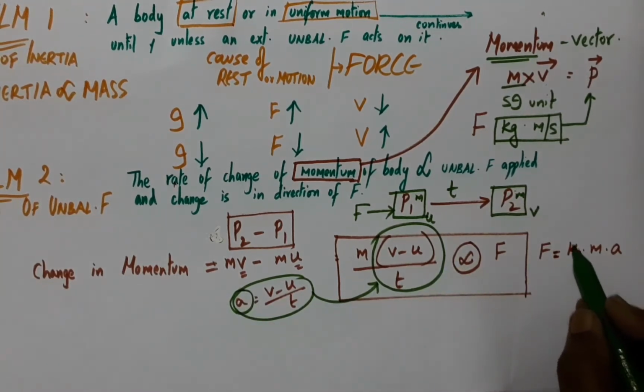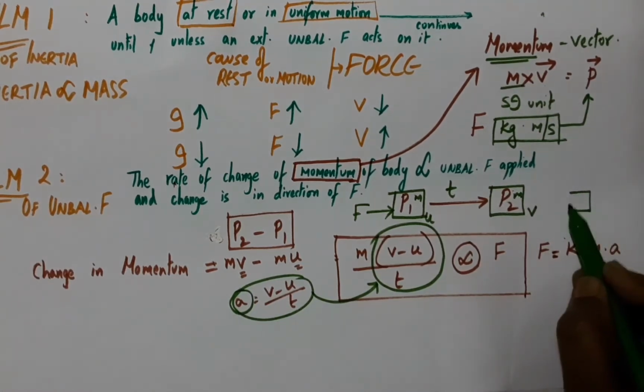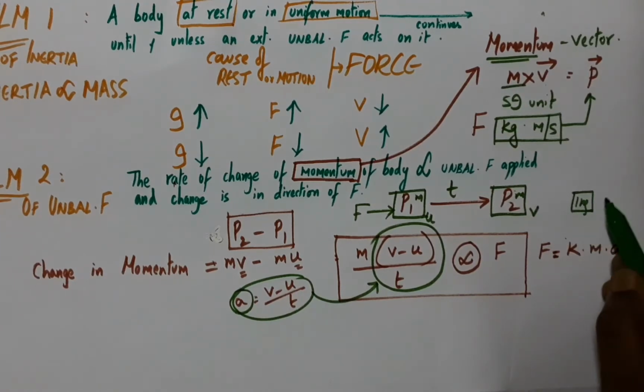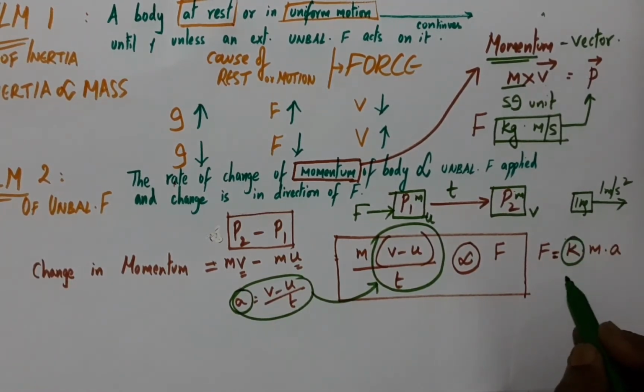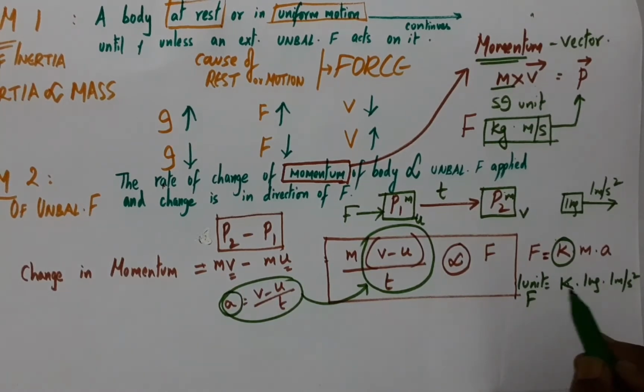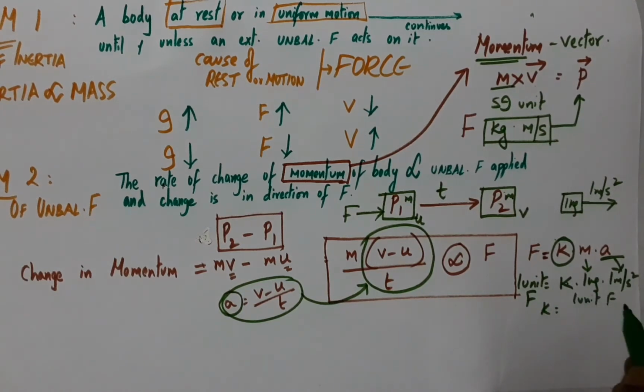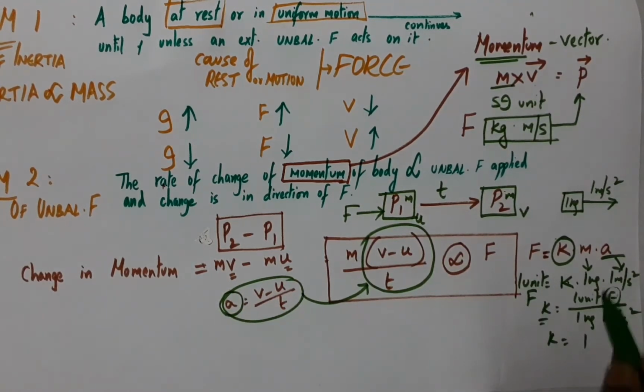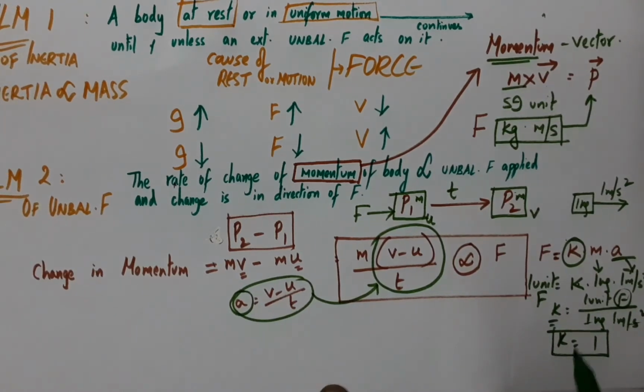And now if there is a mass of 1 kg and due to application of force an acceleration of 1 meter per second square has been caused in it, then the value of k will become 1 unit, because as you can see, 1 unit of force is equal to 1 kg into 1 meter per second square. This is the unit of acceleration, this is the unit of mass. If I want k, then it is 1 unit force by 1 kg into 1 meter per second square, so the units cancel, and the value of k will become 1. And when k is 1, we can say that F equals ma.